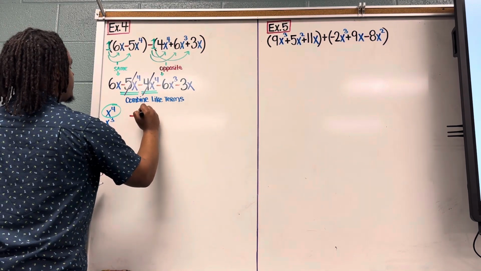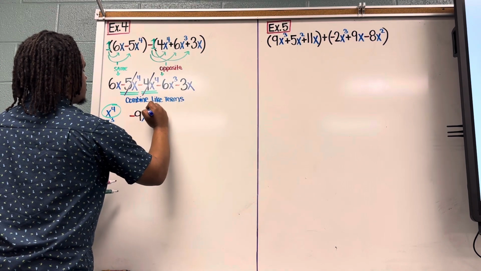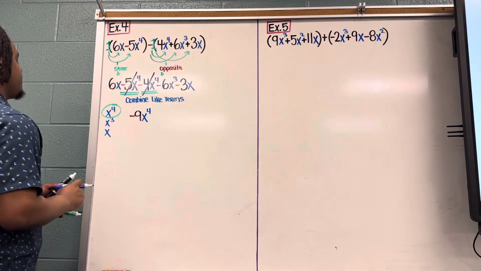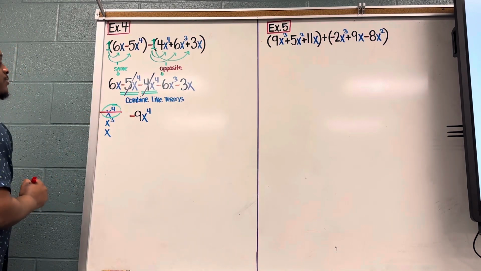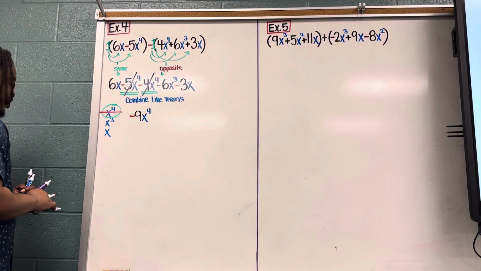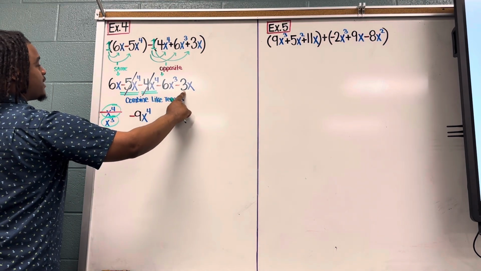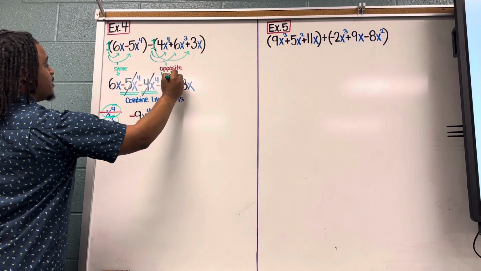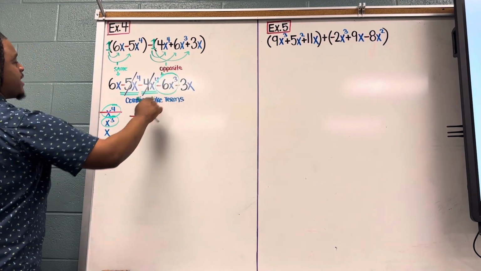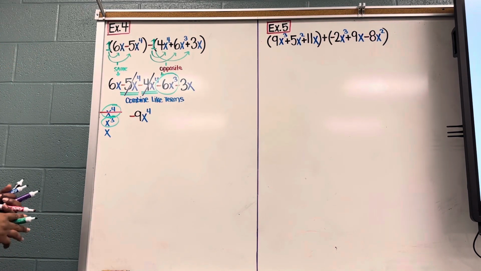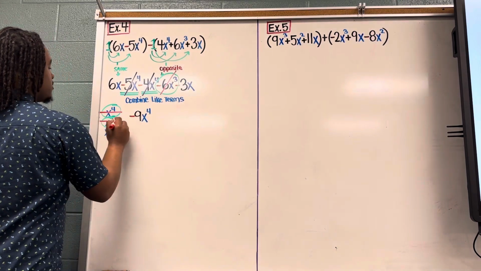So negative 9x to the 4th power, okay? So now I'm done with this particular group. I don't have any more values that have an x to the 4th power. Now I'm going to the next group where it's x to the 3rd power. The only value that I see where x is to the 3rd power is negative 6x cubed, or 6x to the 3rd power. If that's the only one, I'm just going to bring it down.